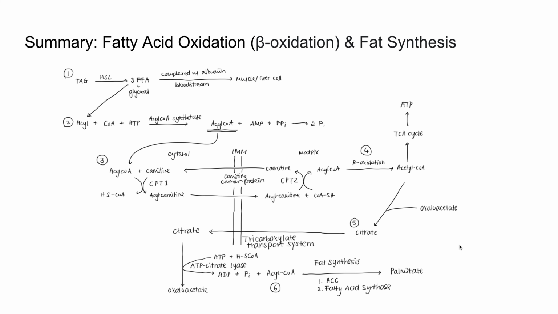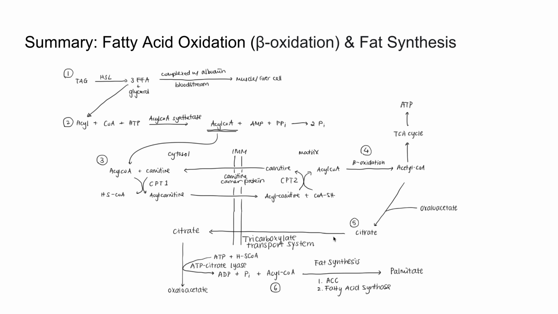So this is just a summary of fatty acid oxidation and fat synthesis. I highlighted the first three steps of beta oxidation. From there, we have acyl-CoA that's in the matrix. It will undergo beta oxidation to create acetyl-CoA. This acetyl-CoA can then feed into the TCA cycle and generate ATP if our body is in need of energy.